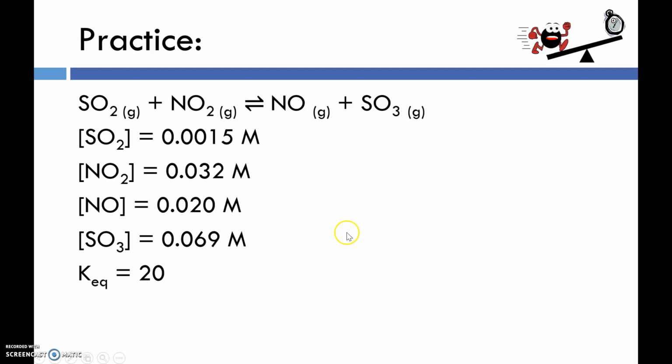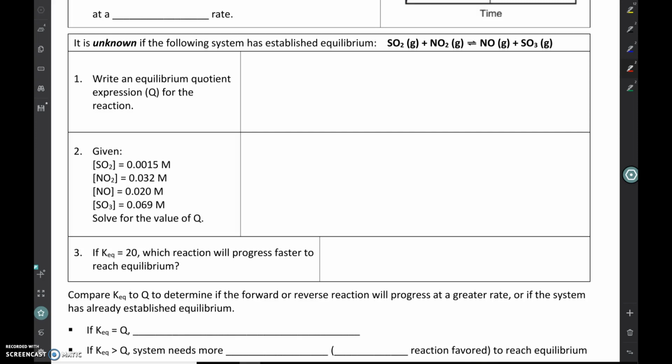Right, I'm going to pull this up in a different program, make it a little bit easier to follow along. Okay, so here's that same problem again. We've got the reaction between sulfur dioxide and nitrogen dioxide producing nitrogen monoxide and sulfur trioxide. We're being asked to write the equilibrium quotient, or the Q value. Remember, it's the same exact way that you would solve for KEQ.